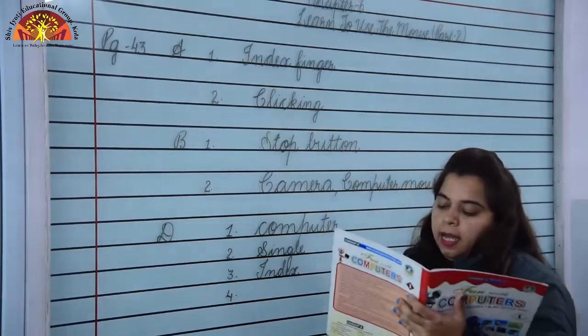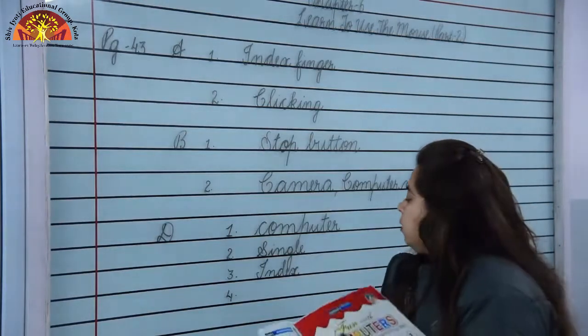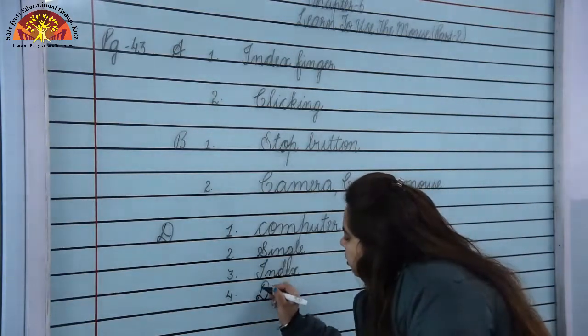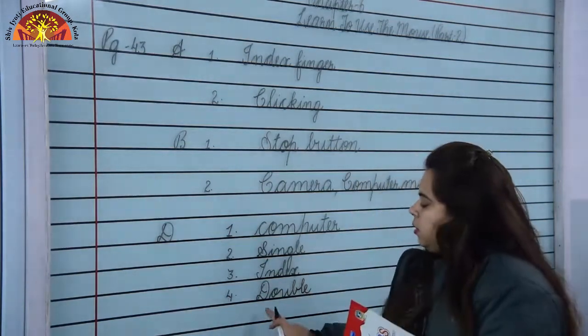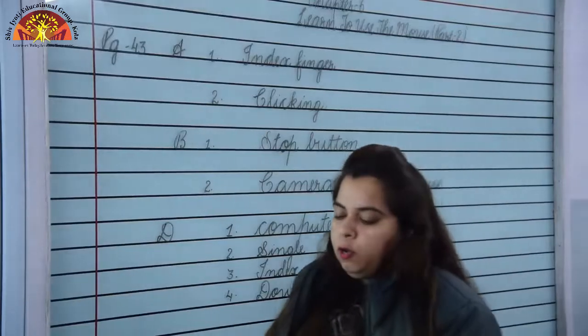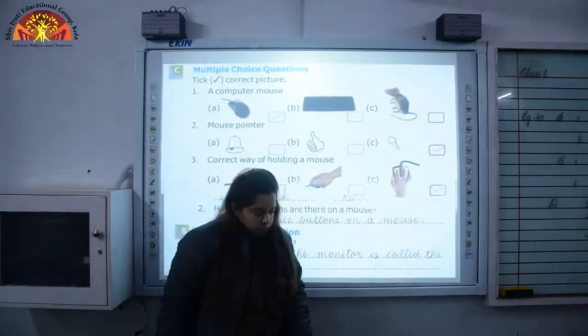Number 4, dash click is used to open an item. Now which click is used to open an item? The answer is double. DOUBLE, double. D will be capital. I hope you have understood this. Now let's switch to the next question, children.